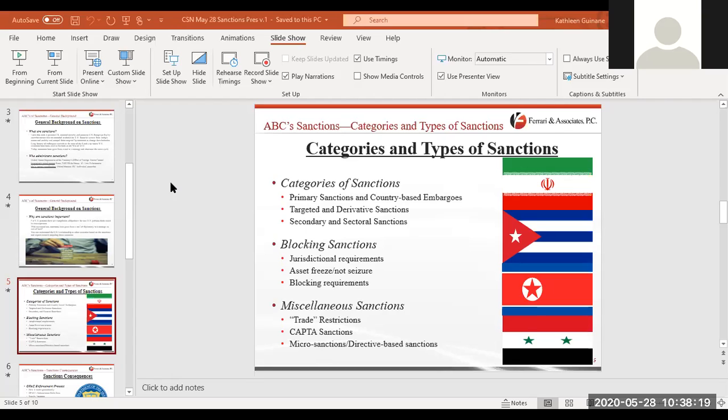Let's talk a little bit about secondary and sectoral sanctions. So under this umbrella of limited sanctions programs are sectoral sanctions programs, which are list-based, and in some instances can be limited in the scope of their prohibitions. Sectoral sanctions really came into vogue with the Ukraine-related, Russia-related sanctions programs. So they get confused or lumped in with this idea of micro-sanctioning, which I'll talk about in a moment.